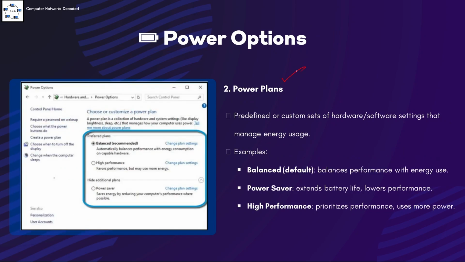Next up is the power plans. These are predefined or custom sets of hardware and software settings that manage energy usage. For example, we have these plans: balanced, which is the default plan. It balances performance and energy saving. Next one is the power saver. As the name indicates, it extends the battery power, but at the cost of performance. Performance is low when you are using your PC or laptop in power saving mode. And next is the high performance, which prioritizes the performance but again uses more power.